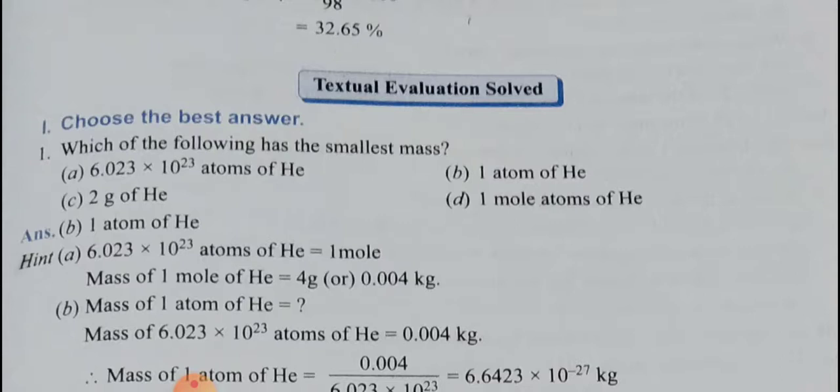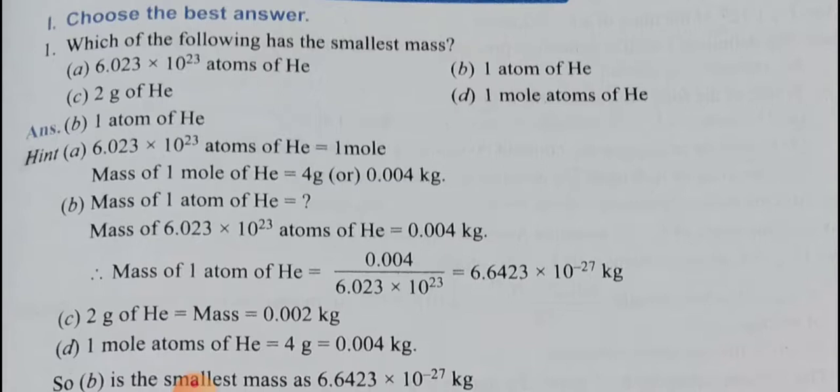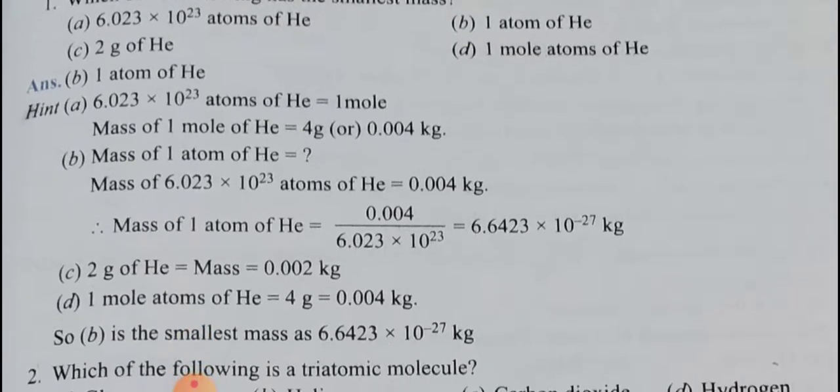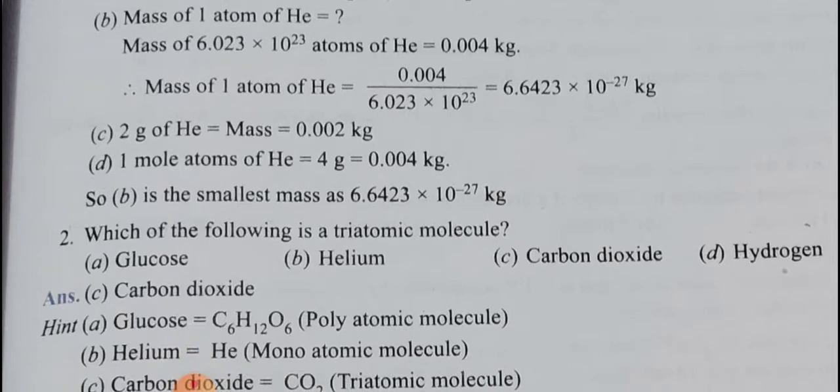Similarly, the mass of 1 atom of helium is 0.004 divided by the Avogadro number, that is 6.6423 × 10^-27 kg. And 2 gram of helium is 0.002 kilogram. 1 mole of helium is 0.004 kilogram. So the smallest mass out of all the four options is 6.6423 × 10^-27 kg. That is option A.